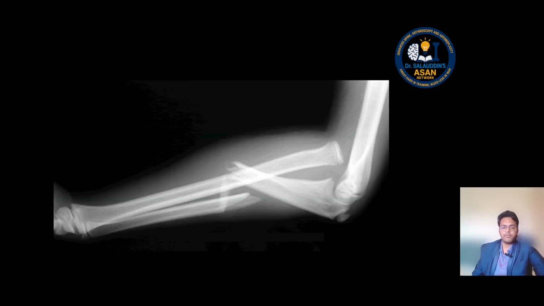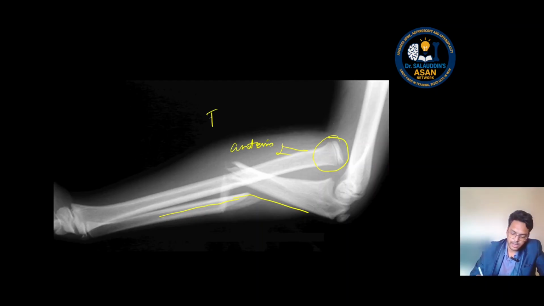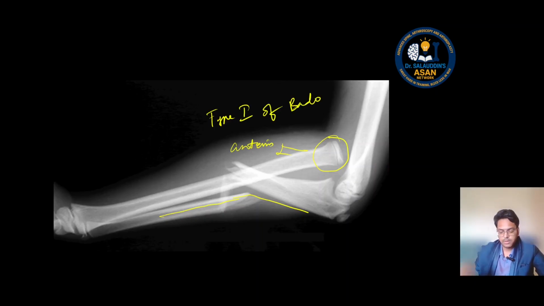Now you tell me what type of Monteggia this is. Come on, we have just discussed the angulation of the fracture. The ulnar fracture is anterior and the radial head is dislocated anteriorly. Is there any shaft fracture of the radius? There is none. So without any shaft fracture, only angulation of the ulnar fracture and the radial head dislocating anteriorly, it is type 1 of Bado classification.